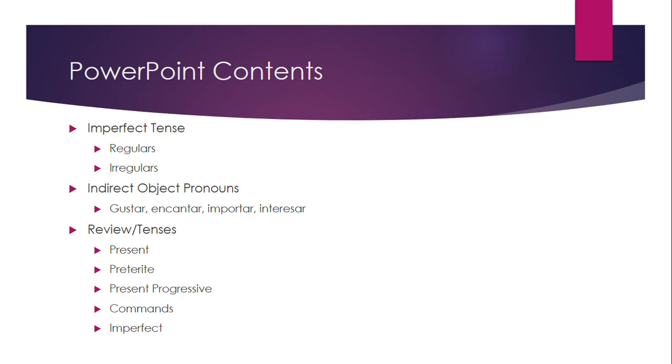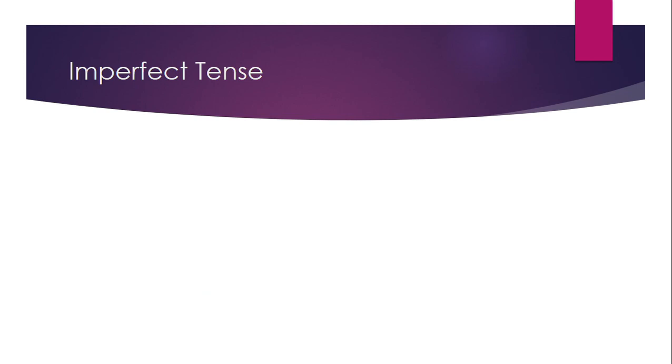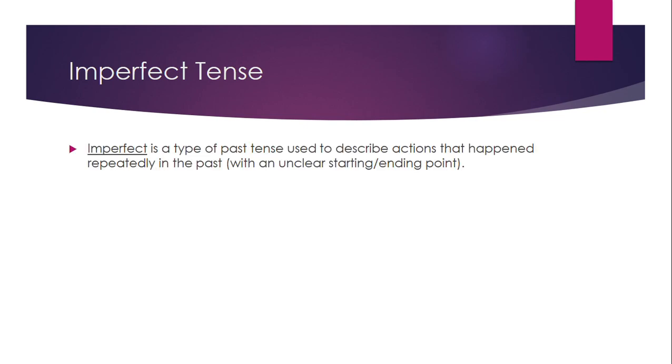In this unit, you will learn the last two new things for the school year, which would be the imperfect tense and the indirect object pronouns. Let's talk about the imperfect tense. It is a type of past tense. Now, you all have learned a different type of past tense, and we're going to go through the differences and make sure that you all can tell.